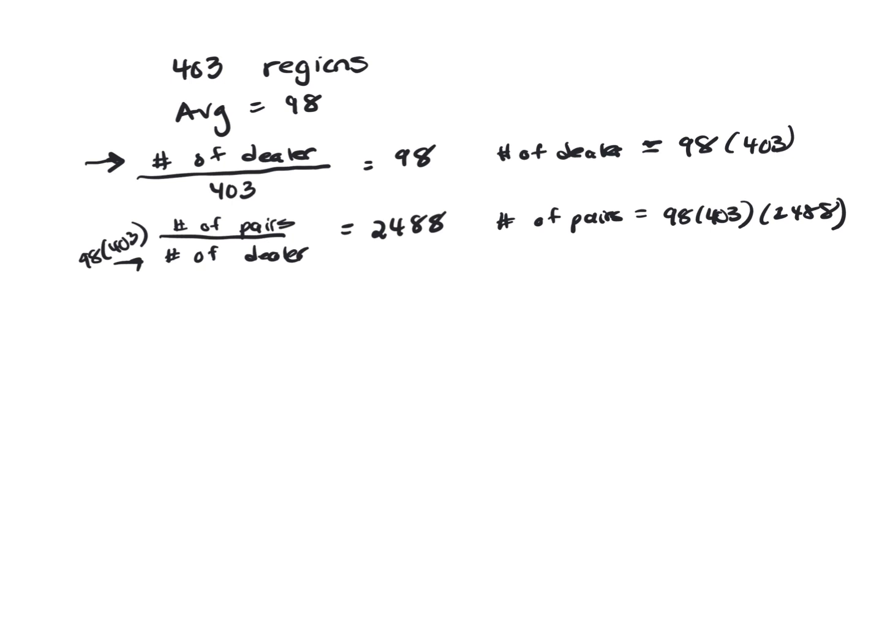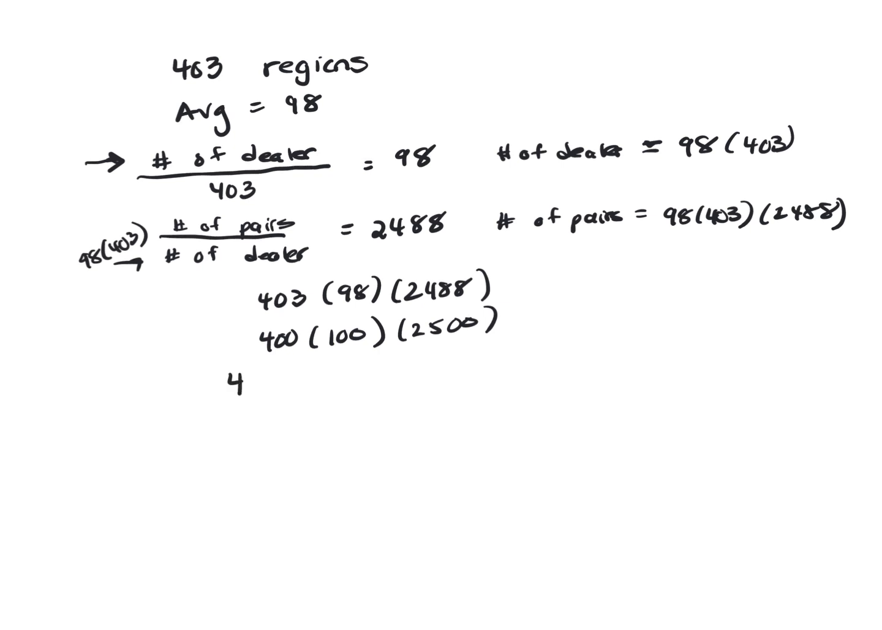And it says closest, which of the following is the closest, so I can mess with my numbers. So I've got 403 times 98 times 2,488. If you look at your answers, they're all 10 to some exponent, and that makes me think of scientific notation. So first, let's mess with these numbers. Let's call 403 400, 98 is 100, and 2,488, let's call that 2,500.